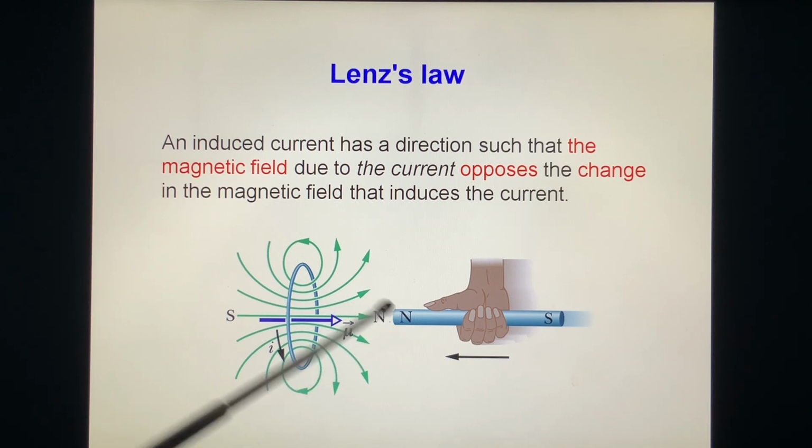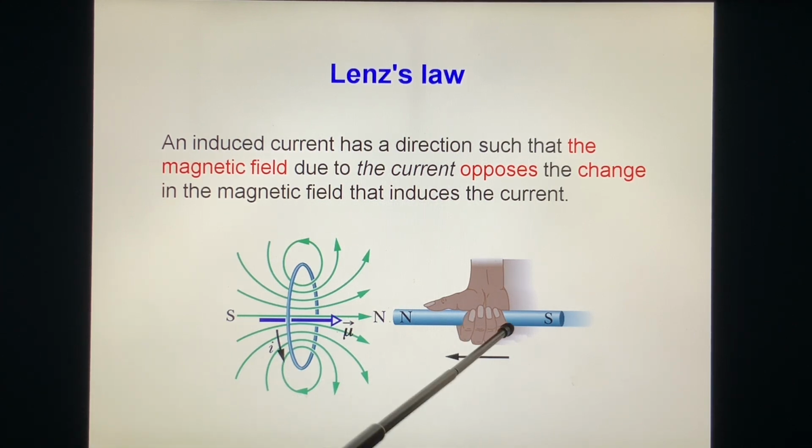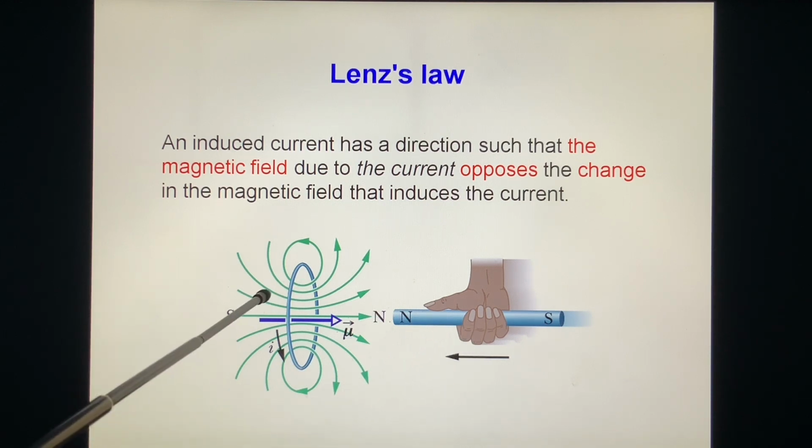So in this case, the current goes this way. This current produces a magnetic field. This is north, and this is north. So you need to apply force to push the magnet this way. You do the work, and this work is transferred to the thermal energy of this loop. Energy is consumed.